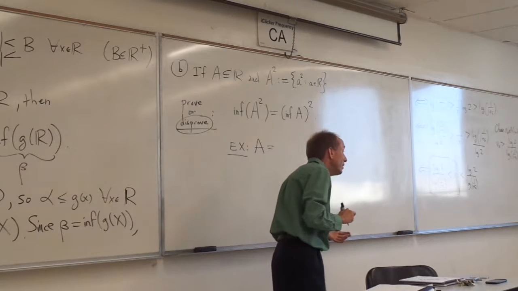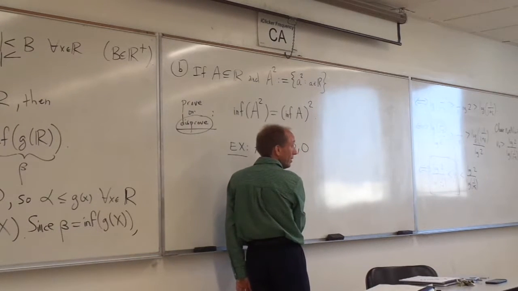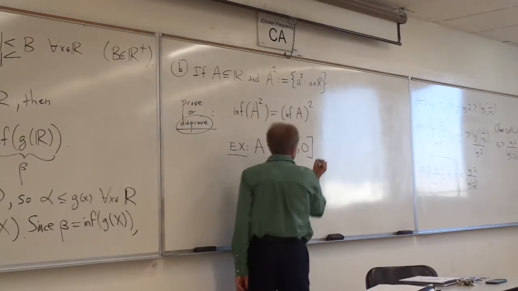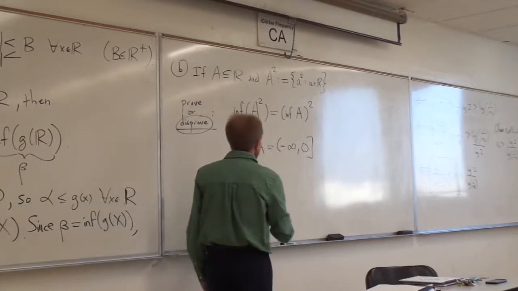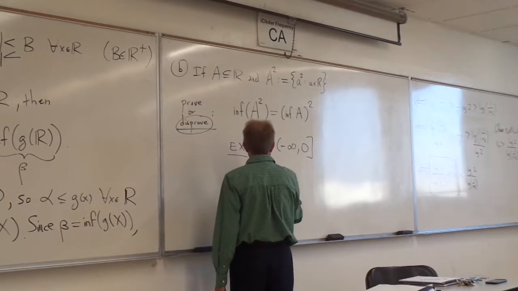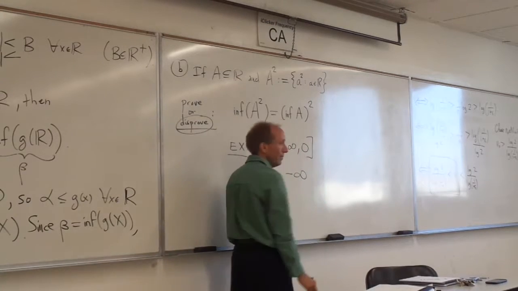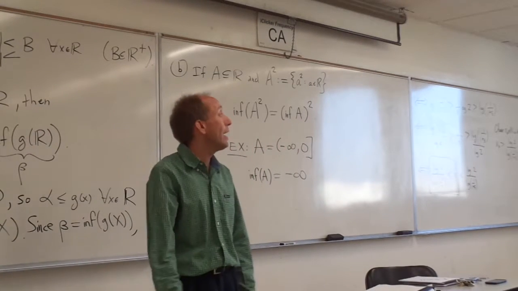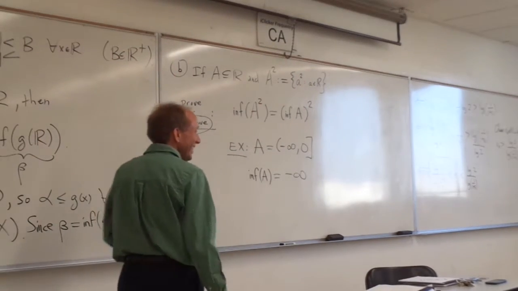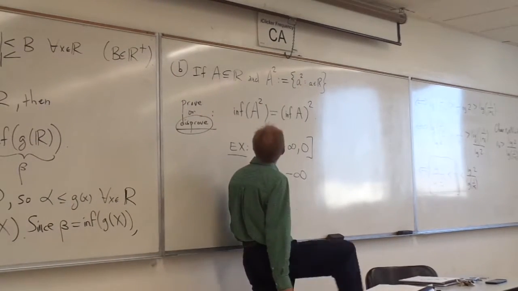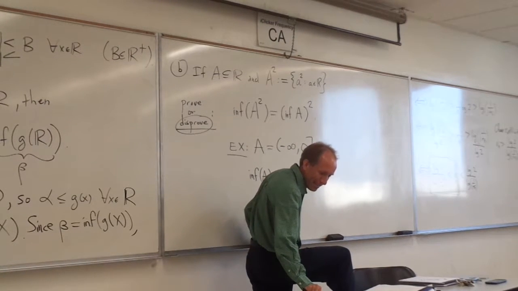Say again? Negative infinity to 0. Do you want to include 0 or not? Include it? Okay. All right, let's just try that. Okay, so we take that set. What is the infimum of that set? Oh boy, now I have a problem. I don't know how to square negative infinity. Don't know how to do that. So can we think of a different set that we could make here?